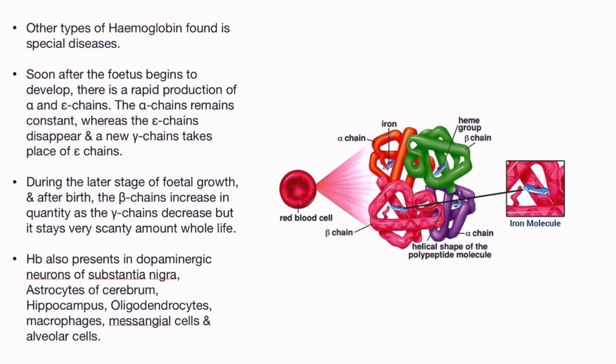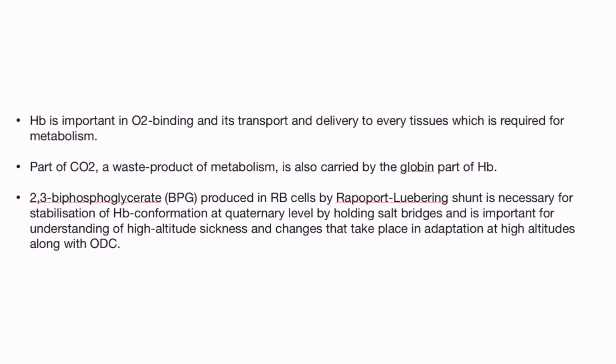Now the hemoglobin is also present in dopaminergic neurons of substantia nigra, astrocytes of cerebrum, hippocampus, oligodendrocytes, macrophages, mesangial cells, alveolar cells. About all these structures, I talked in my earlier anatomy videos. You can check those. And now the function: hemoglobin is important in oxygen binding and its transport. So this metalloprotein also acts as a carrier protein and delivers oxygen to every tissue, every cell which requires it for metabolism. And after metabolism, there is production of carbon dioxide, which is also carried by this hemoglobin towards the lungs for exhalation. About this process we'll talk later.